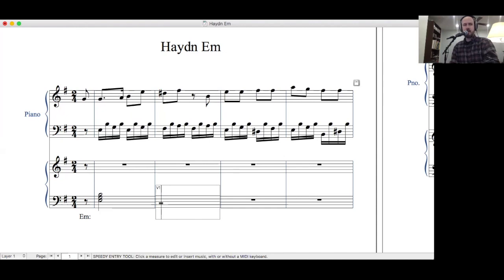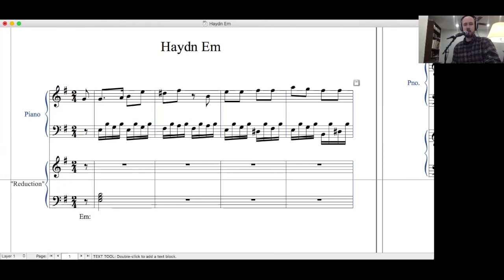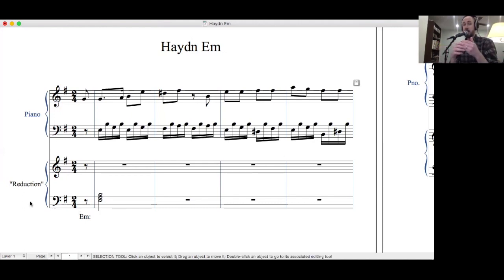So what I'm doing down here, I'll label this. I'm basically doing what we would call a reduction. I'm going to put that over here. This is our reduction. This is the actual piano part. We are reducing what's in the piano part down to its sort of essential elements.